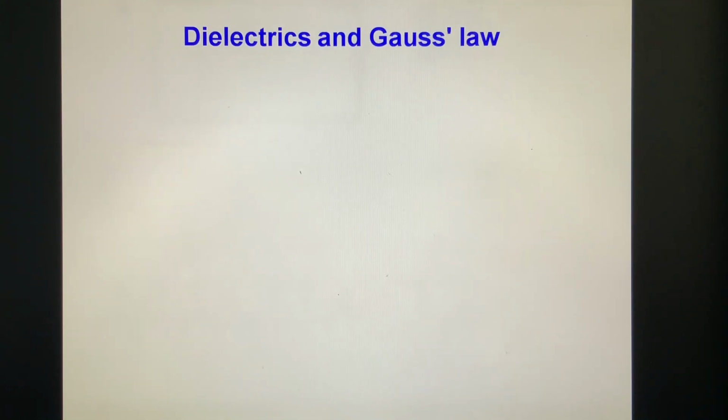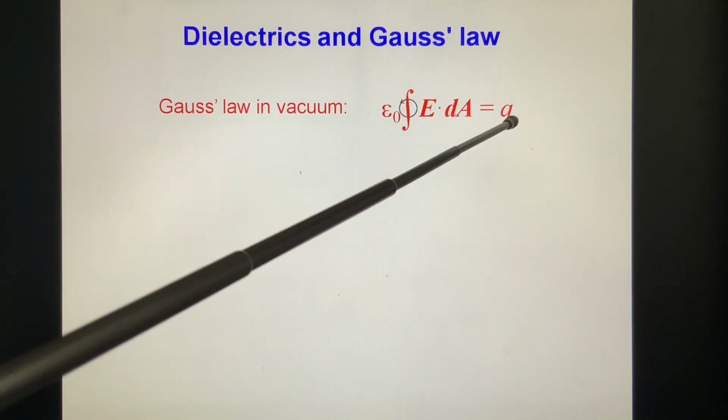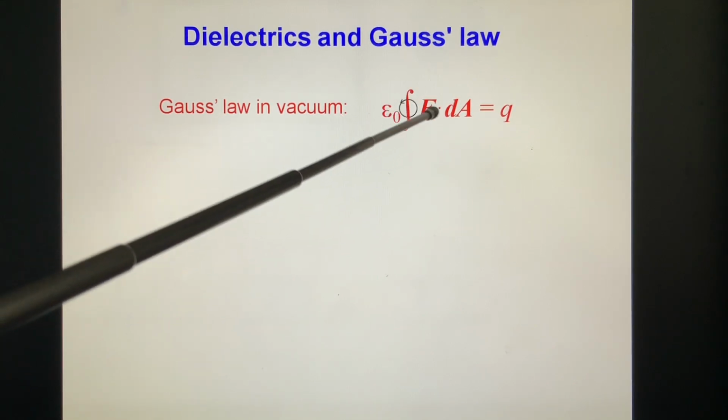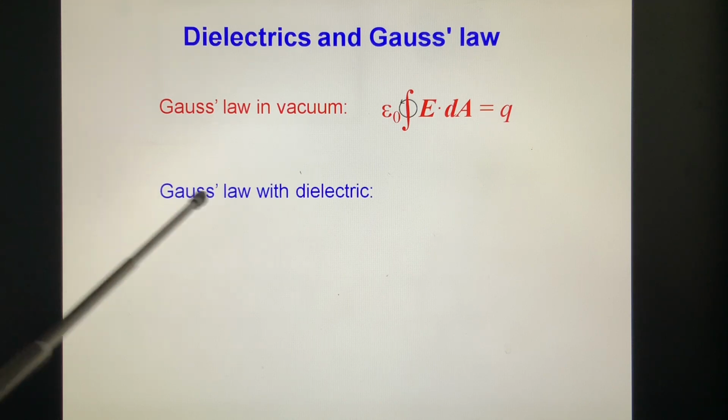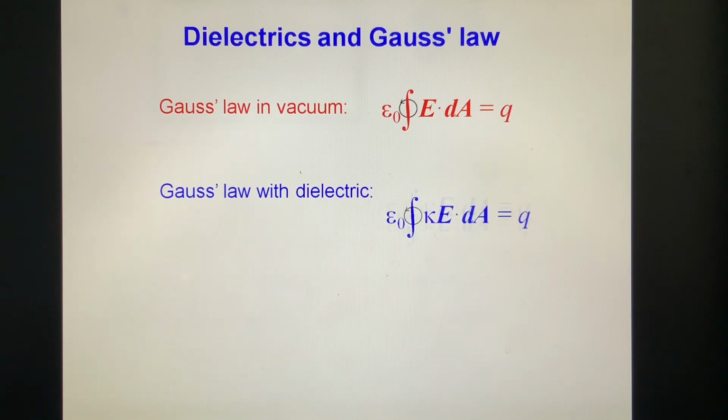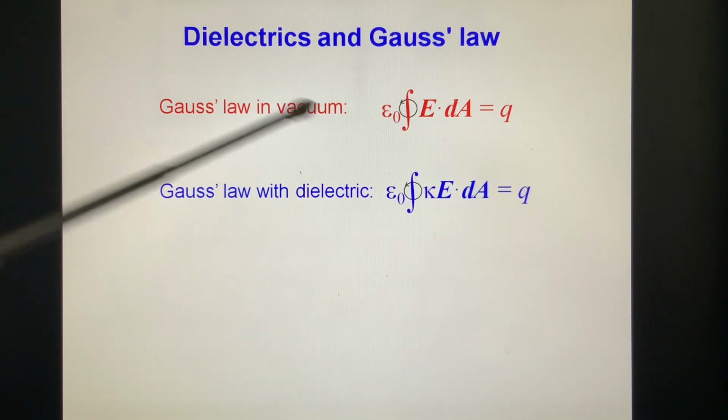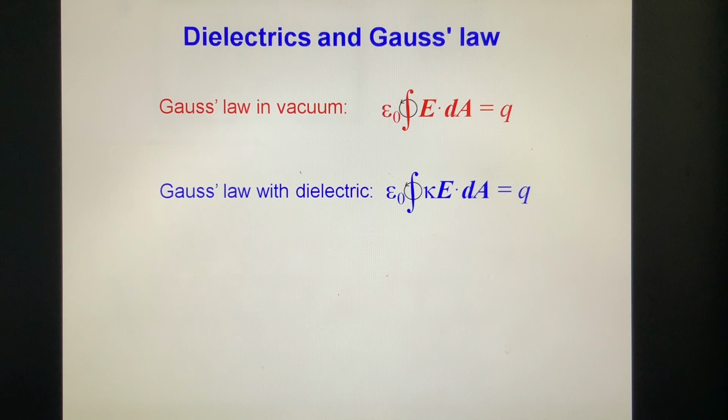Dielectrics and Gauss's Law. We have learned Gauss's Law in vacuum. Epsilon naught phi equals Q, and phi equals the integral of E dot dA. Okay. How about Gauss's Law in dielectrics? Gauss's Law with dielectrics is very easy. You put kappa in front of E. Okay. Everything looks the same.